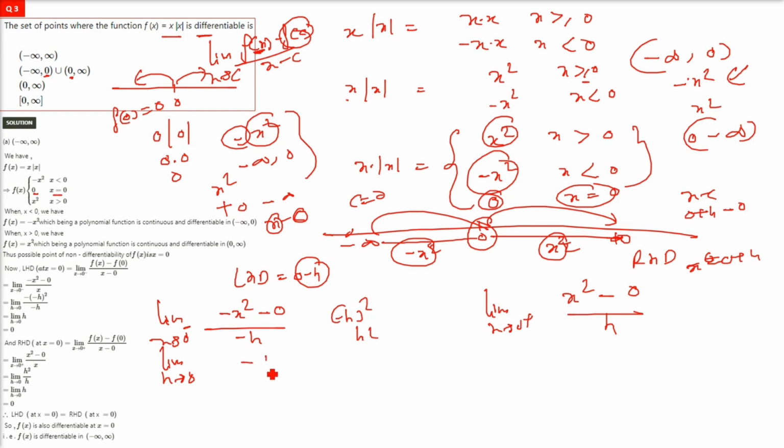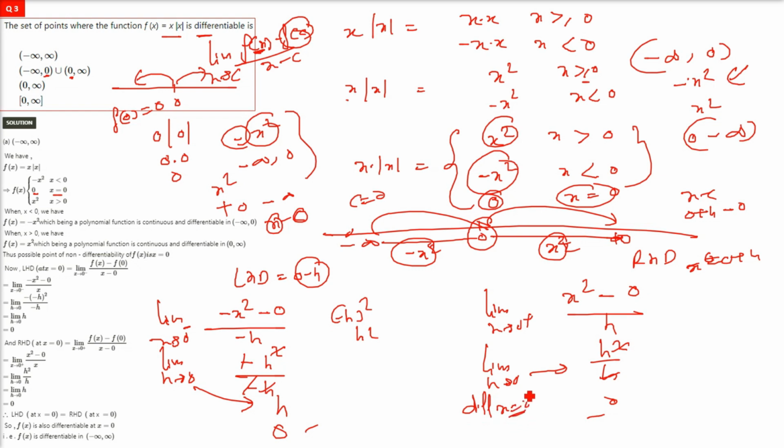So you have minus h square, and dividing this minus h square by h, minus minus cancel, h cancels, you have h. When you put h tends to 0, it becomes 0. Here also you have h square by h, again h, and limit h tends to 0. When h is approaching 0, it is 0. So the left hand derivative and right hand derivative are both the same. It is differentiable at x equal to 0.